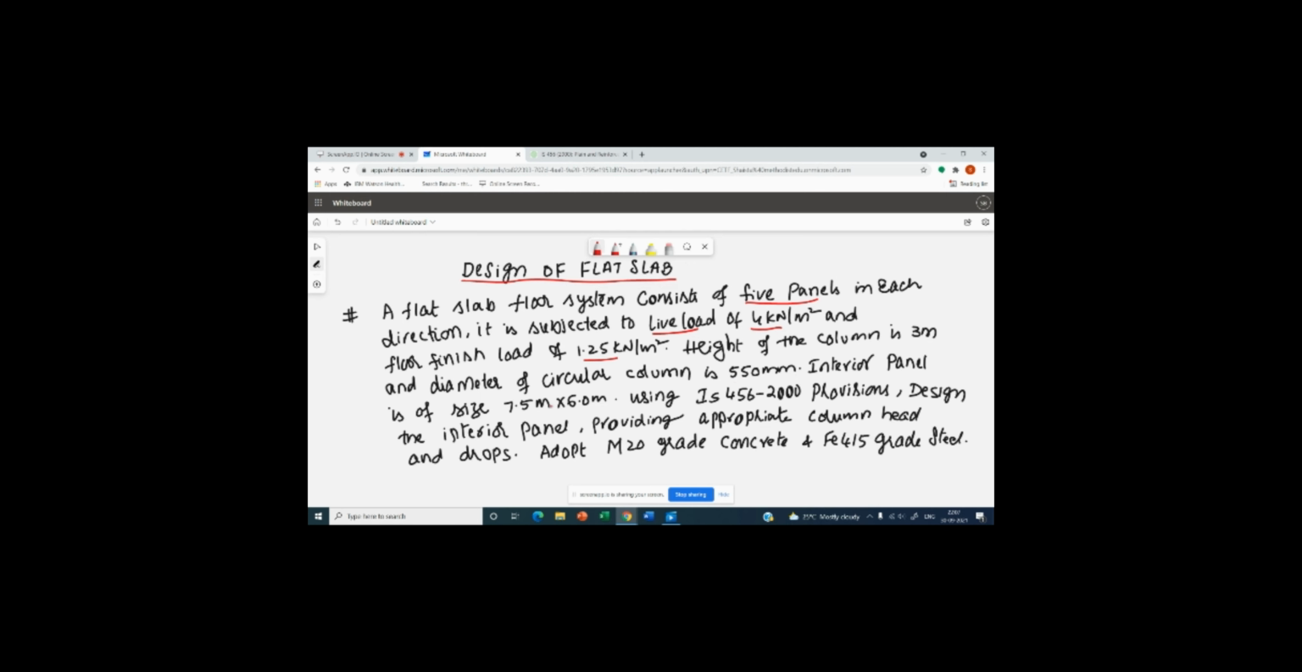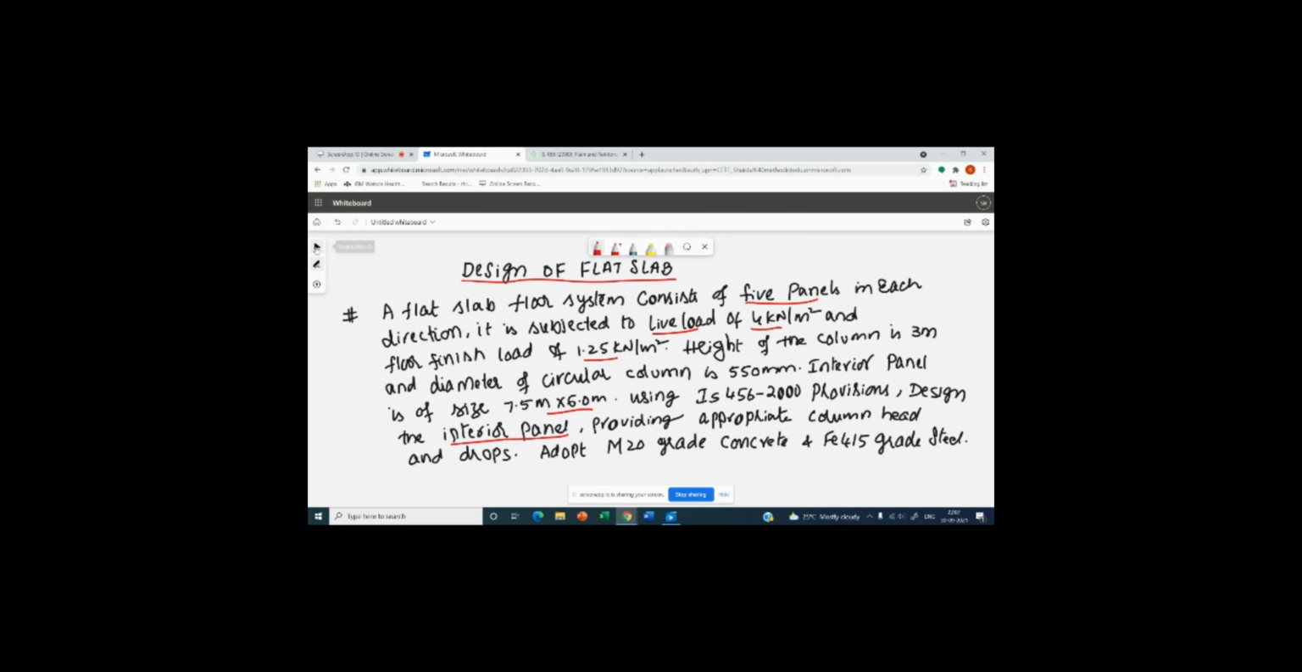Interior panel is of size 7.5 meter by 6 meters. So obviously, using IS 456-2000 provisions, design the interior panel. The problem is limited to the design of the interior panel, providing appropriate column head as well as drop. The grade of concrete to be adopted is M20 and the grade of steel is Fe415.